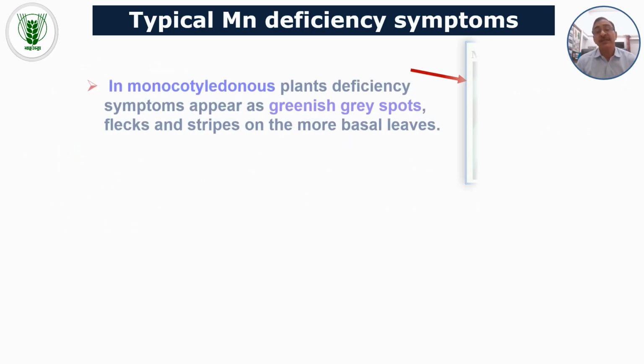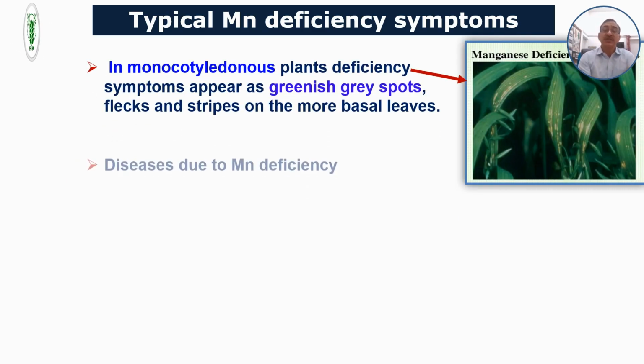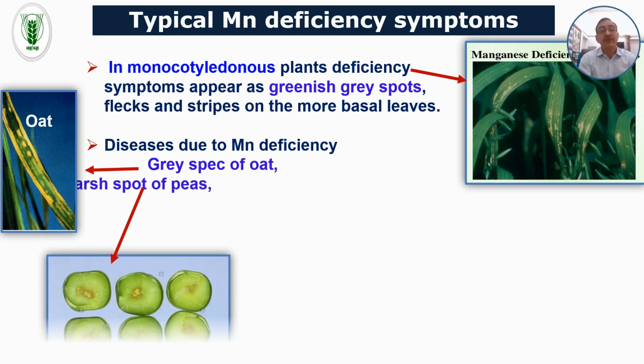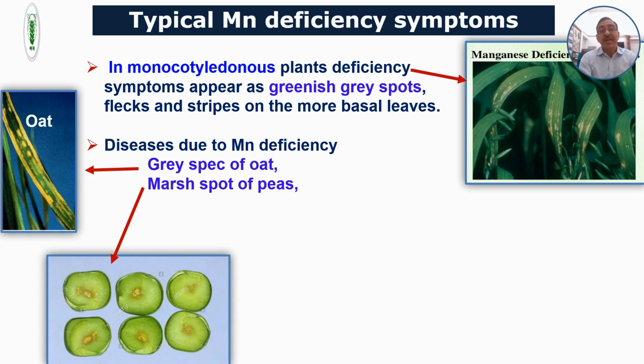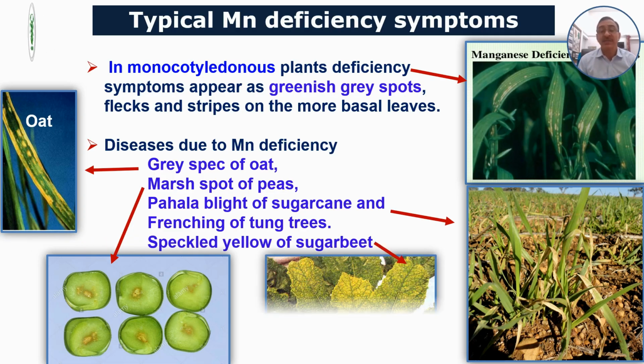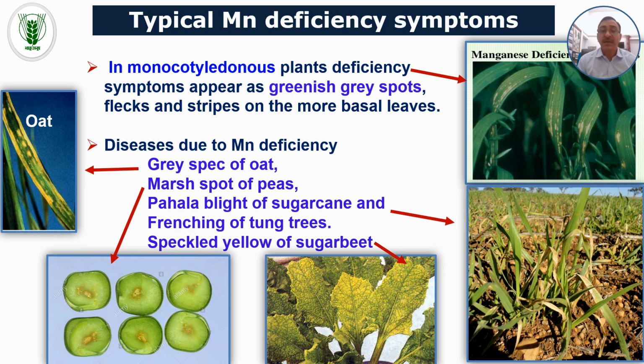There are certain other symptoms also which are associated with certain diseases. We call them diseases due to manganese deficiency, like gray speck of oat. We can see there is a very different symptom. And Marsh spot of peas: we may feel that these pea seeds are affected with some disease, but this is not a disease, this is the deficiency of manganese. Pahala blight of sugarcane, then speckled yellows of sugar beet, we can see downside. So this is the deficiency of manganese. Here there is no intervenal chlorosis, but these are well recognized diseases which have been identified through all sorts of testing as manganese deficiency.